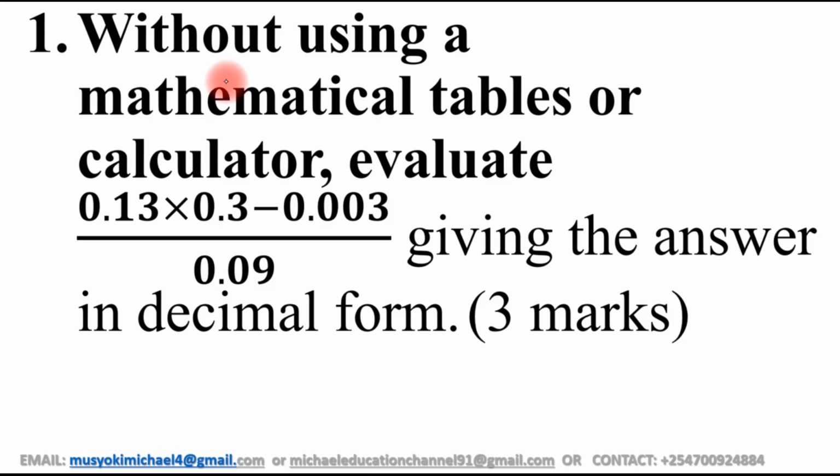Question 1: without using a mathematical table or calculator, evaluate 0.13 times 0.3 minus 0.003 all over 0.09, giving the answer in decimal form. So here we have been given an instruction that we have to adhere to, that we have to give the answer in decimal form. This question is set from the topic of decimals, one topic in mathematics. So let us solve the question.